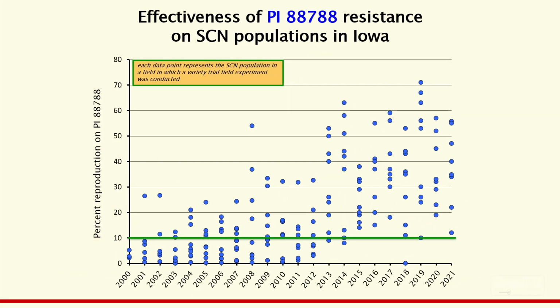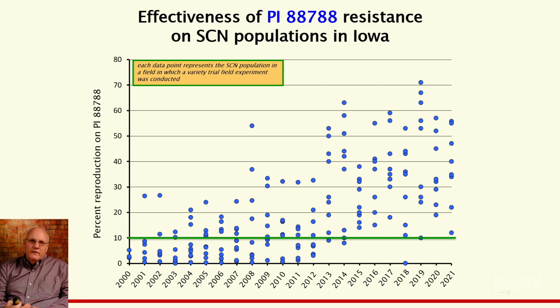Percent reproduction is on the vertical axis on the left versus the years from 2000 to 2021. So there's 22 more years of data. And each blue dot on this graph represents the SCN population in a farmer's field. And so you can see all the dots for the year 2000 were still below 10%. I've highlighted the magic 10% level in green. That's where resistant reproduction should be, below that 10%.